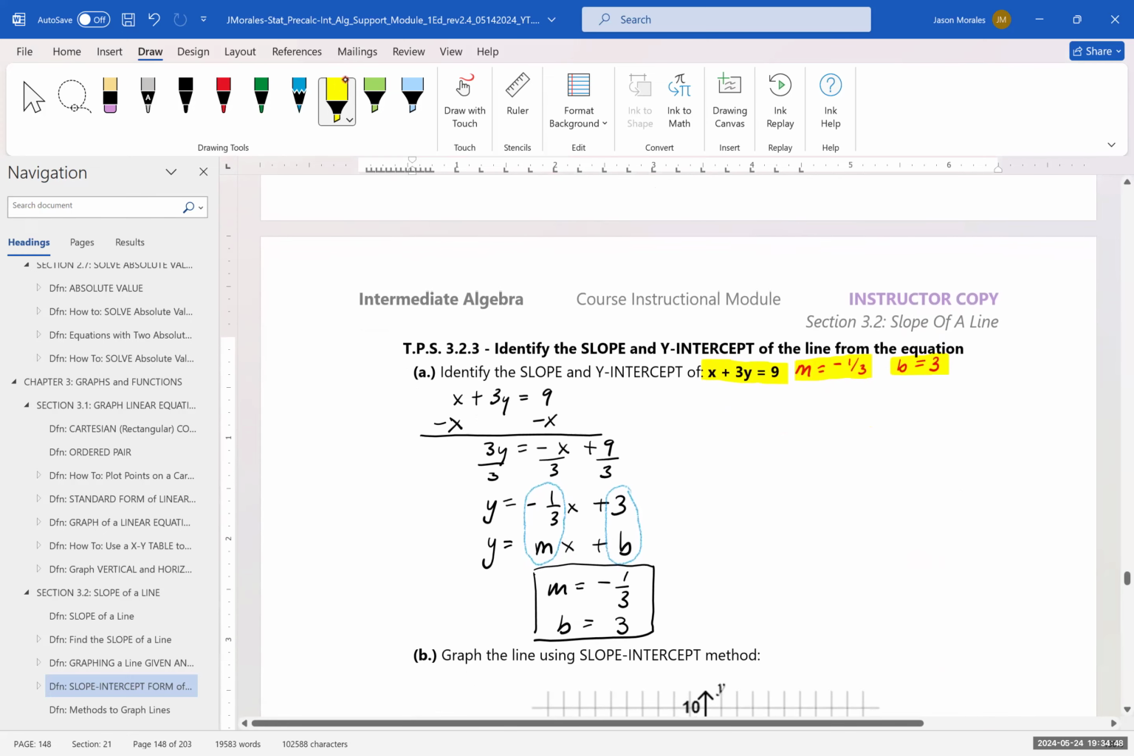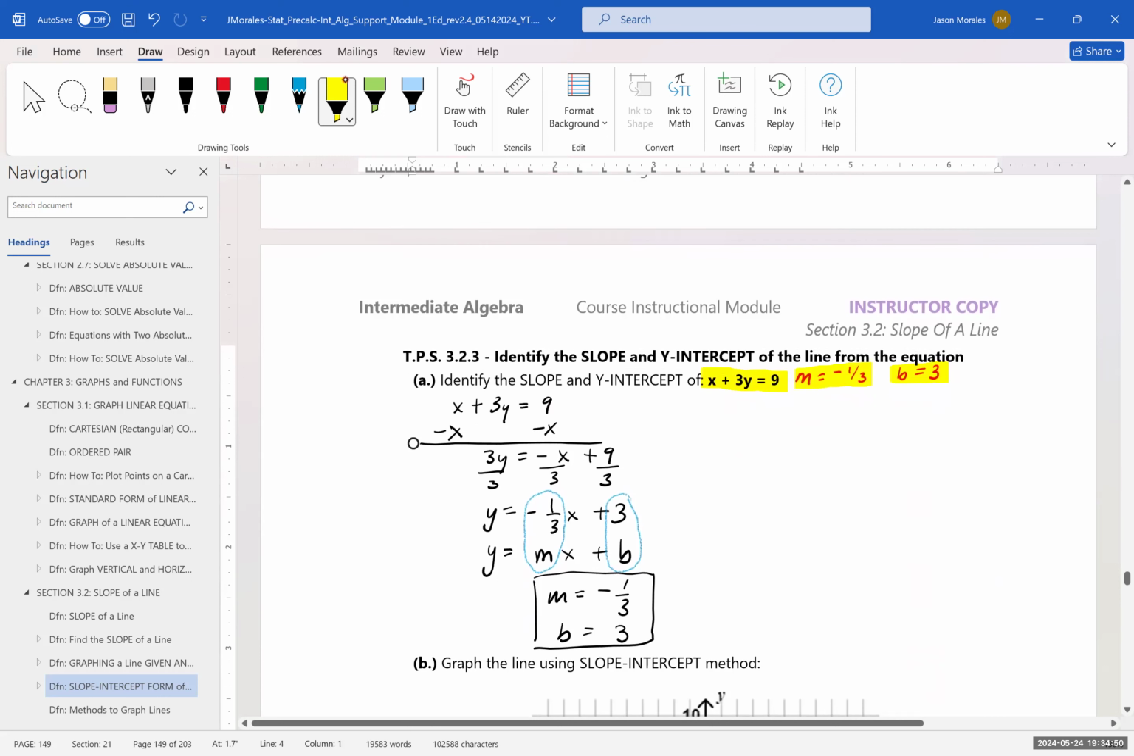So the first thing that we needed to do with this one, because it was in standard form, is we needed to get this in slope-intercept form. So subtract x from both sides. And then that gives you this equation, divide everything by 3. So the 3's will cancel. And now this is the slope-intercept form of that equation.